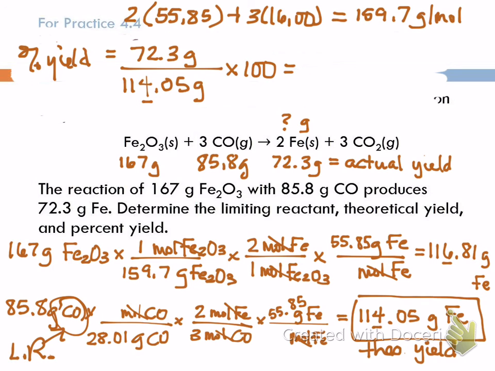How many sig figs should that have? 3. So 63.4%. I did 3 sig figs because of the 72.3 and also because of the 114.05. I underlined this 4 because this number came from this mass, which only had 3 significant figures. Any questions? So we can write the theoretical yield as 114, and that's true, right? Yes. I kept the extras because I knew I was going to use it in this calculation. If you're just reporting it, I'd say 114.